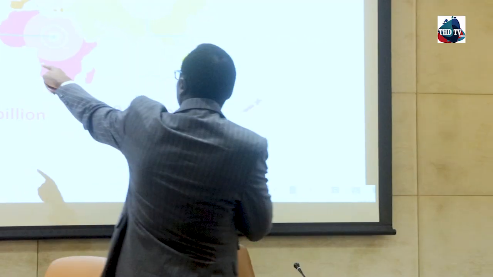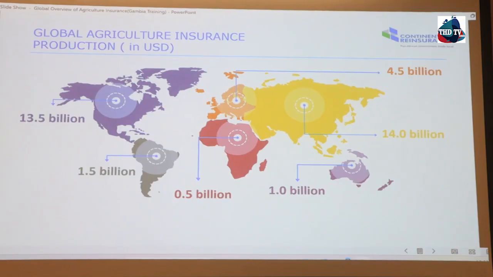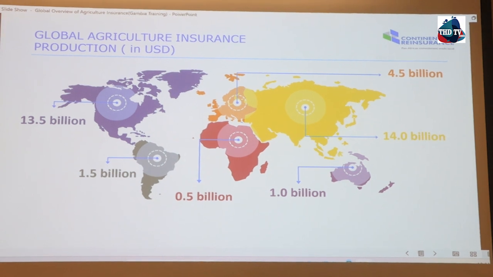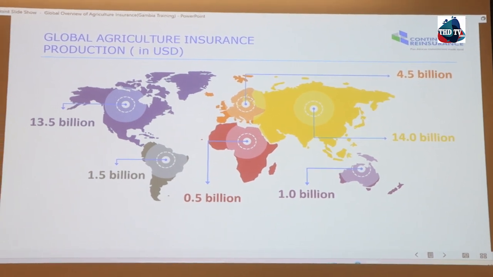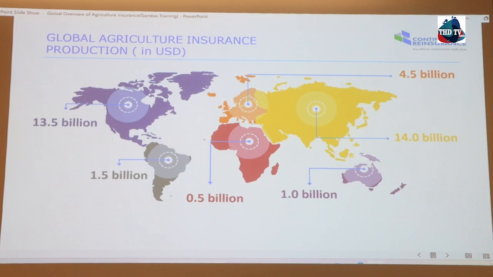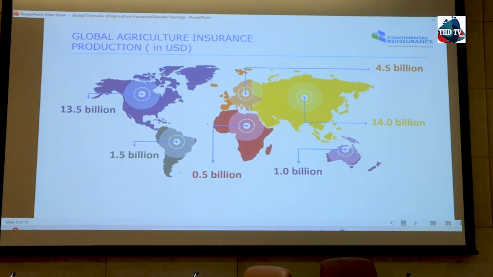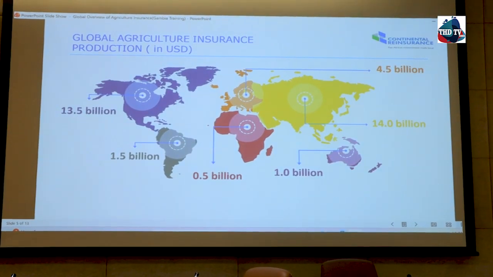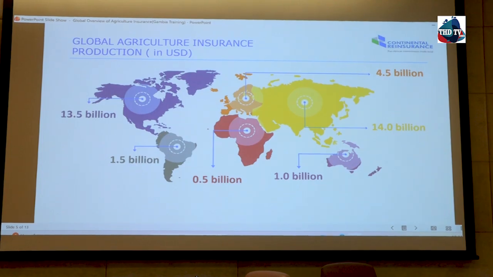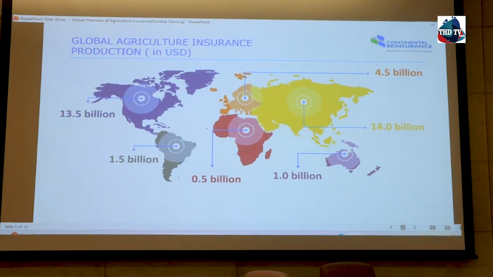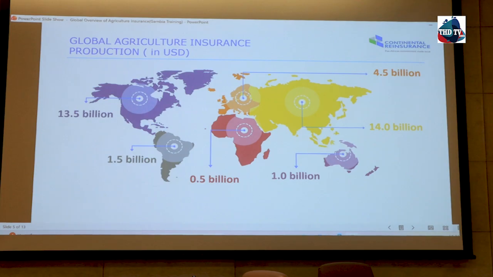So look at the world. This is South America. And if you remember, when we talked about the biggest producers, we mentioned China, India, and the US, in terms of insurance production and premium income. Look at it, 13.5 billion. And then it is followed next by what?